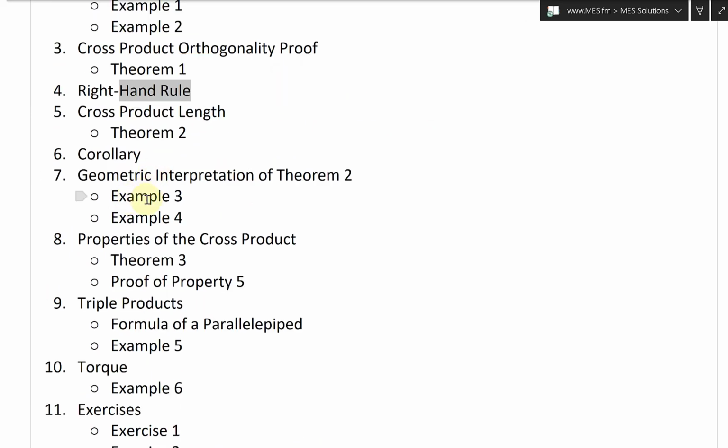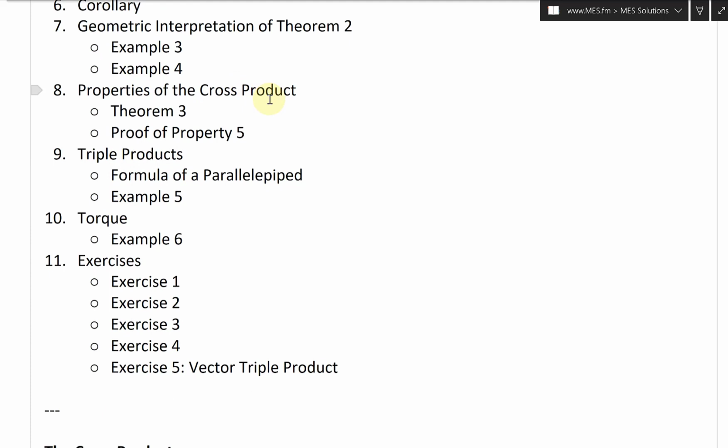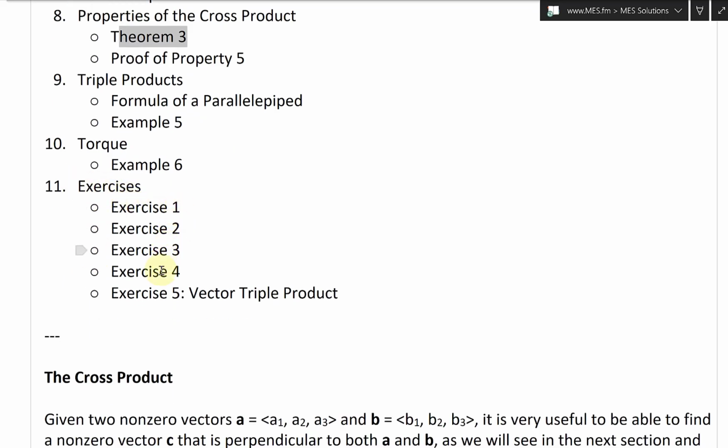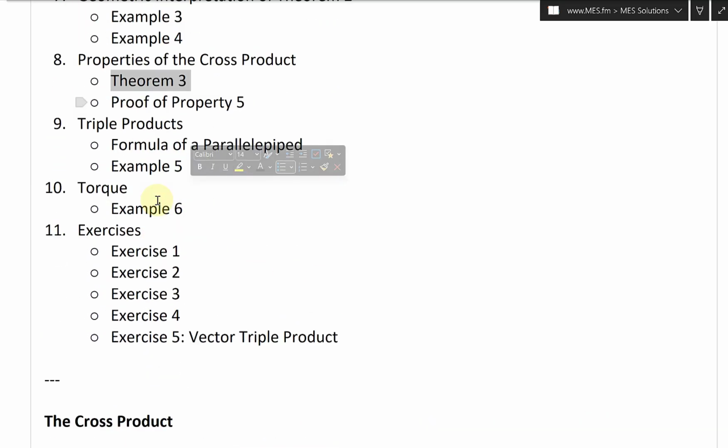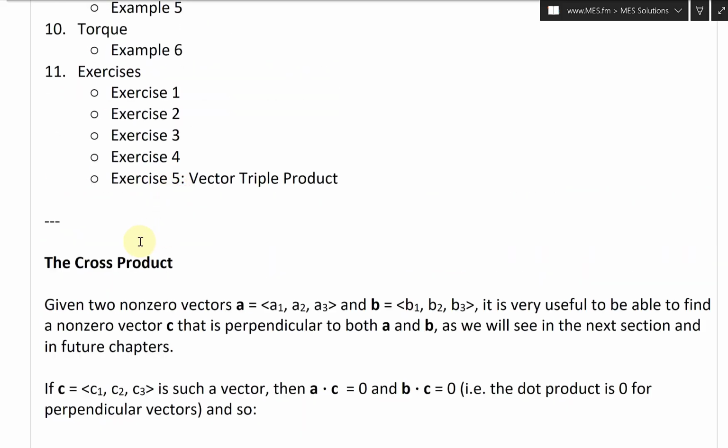Then we'll go over example 3, example 4, and then look at the properties of the cross product, theorem 3, then the proof of property 5 in this theorem right here. This theorem has, I believe, 6 properties. Then we'll go over triple products, the formula of a parallelepiped, example 5, then look at torque, example 6, and then some quick exercises. Exercises 1, 2, 3, 4, and then 5 is on the vector triple product. These exercises are actually just the proofs of the properties in theorem 3. Anyways, let's continue further.